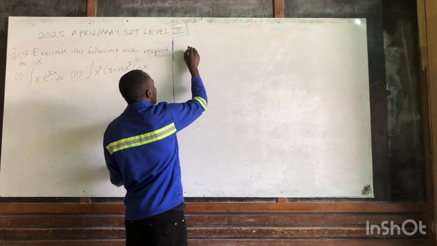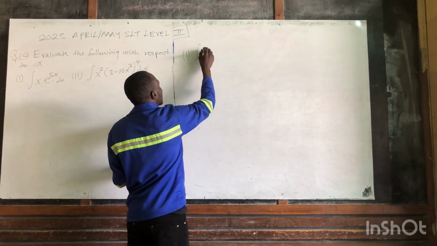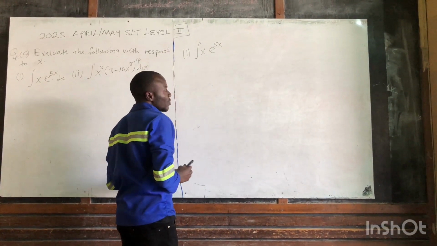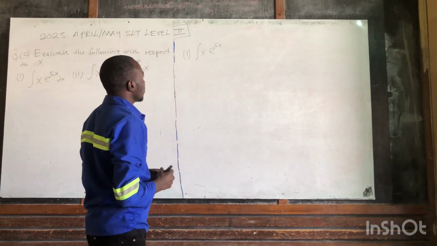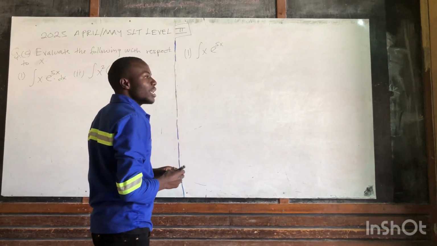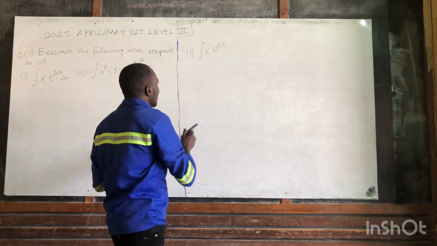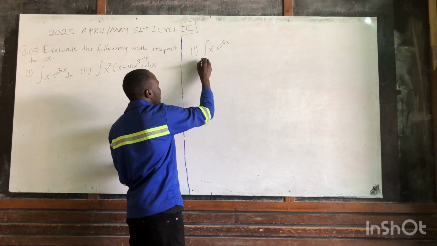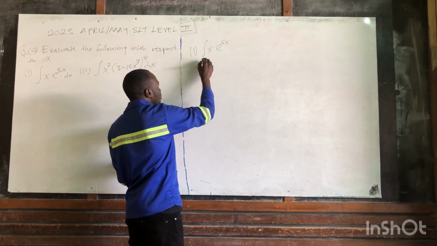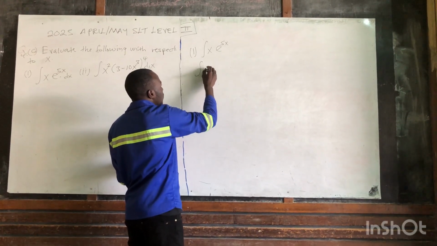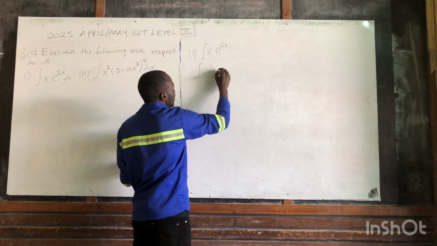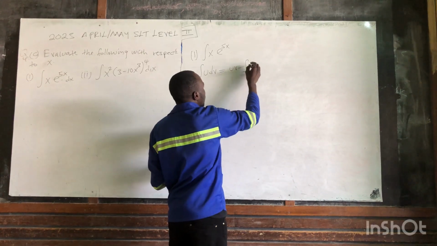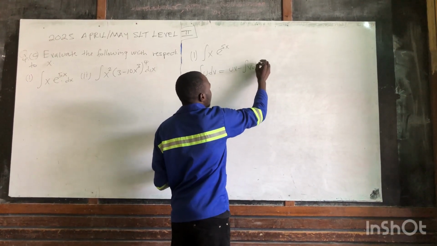So the function is the integral of x exponential 5x. What formula are we going to use here? The only possible formula we can use here is integration by parts. The formula for integration by parts is given as the integral of u dv equals uv minus the integral of v du. I won't derive it.